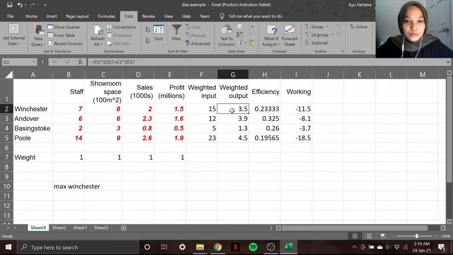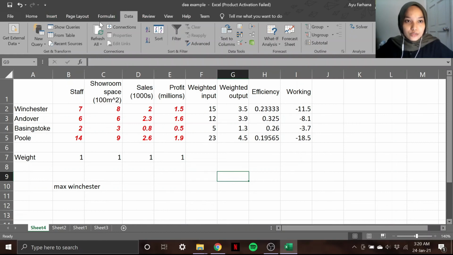The weighted output is the sum of each output multiplied by its weight: 2 times 1 plus 1.5 times 1, we get 3.5. Efficiency is the weighted output divided by the weighted input. So here 3.5 divided by 15 gives 0.2333. The workings is the subtraction of the weighted input from the weighted output. We can assume the weight for each of the outputs and inputs to be 1. So let's say we want to maximize Winchester.